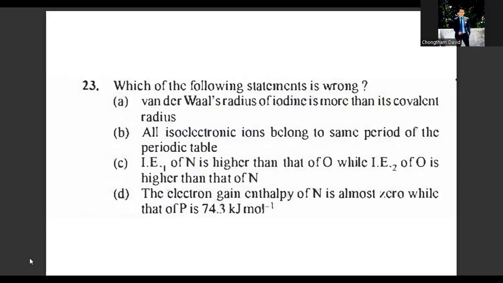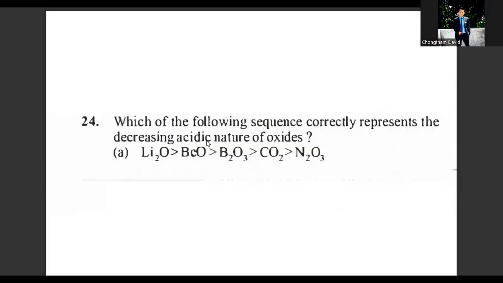Question number 24. Which of the following sequences correctly represents the decreasing acidic character of oxides? A very basic question, easy. On passing from left to right in a period, the acidic character of the normal oxides of elements increases with the increase in electronegativity. So this is not the answer because lithium, beryllium, boron, this will not be the correct sequencing. What would be the correct answer? The options are not given here, incomplete. And you will suggest the correct sequencing.